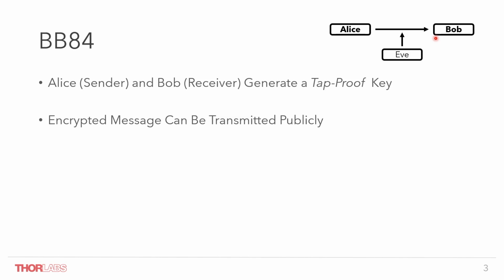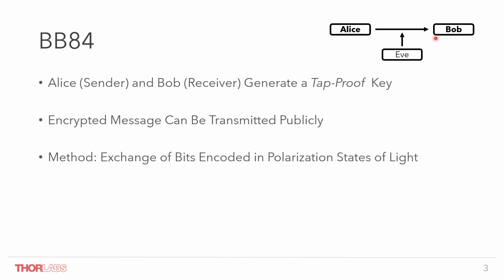Now, once you have this tap-proof key, it's not surprising that you can transmit the encrypted message publicly, right? So if we have fulfilled all the prerequisites that I talked about, then we now have an encrypted message with a key that is completely random, that is secret, meaning only known to Alice and Bob. So if these prerequisites are fulfilled, then there's absolutely no information that can be taken from the encrypted message. Hence, it can be sent publicly.